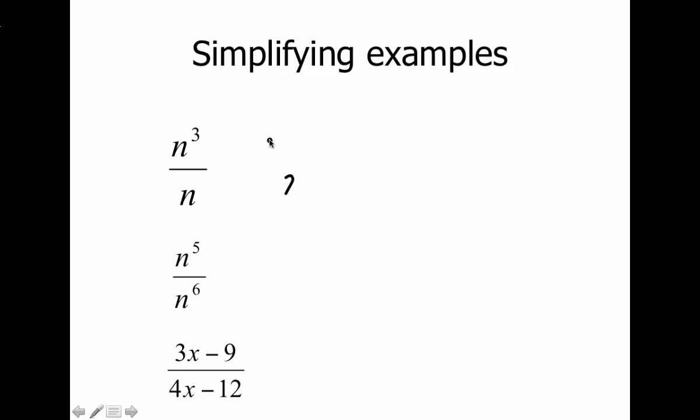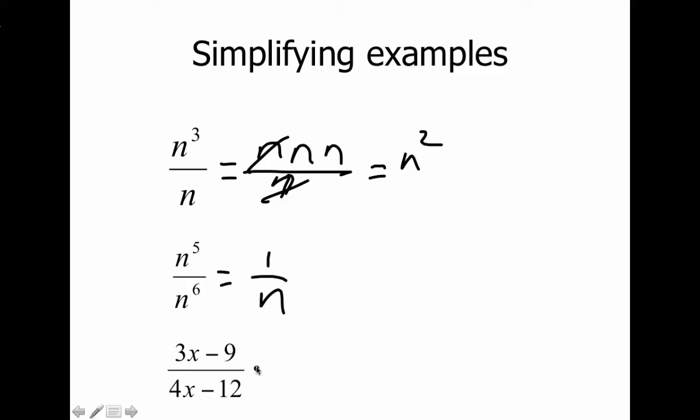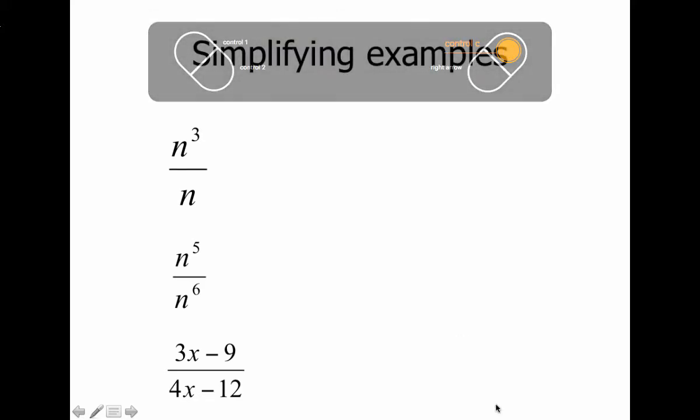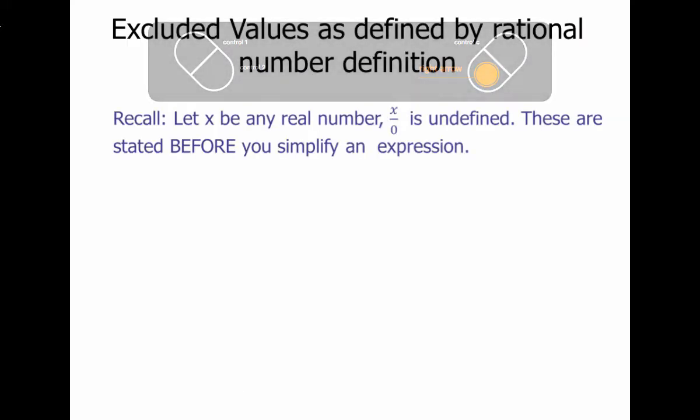Simplifying. N cubed over n. Remember, you can cancel one of the n's out. This is like n over n, and you end up with n squared, right? 5 on top, 6 on the bottom, 1 on the bottom. Factor here. Take a 3 out: x minus 3. Take a 4 out: x minus 3. Now we get multiplication, get rid of those x minus 3's. Simplification. Been doing this for years.